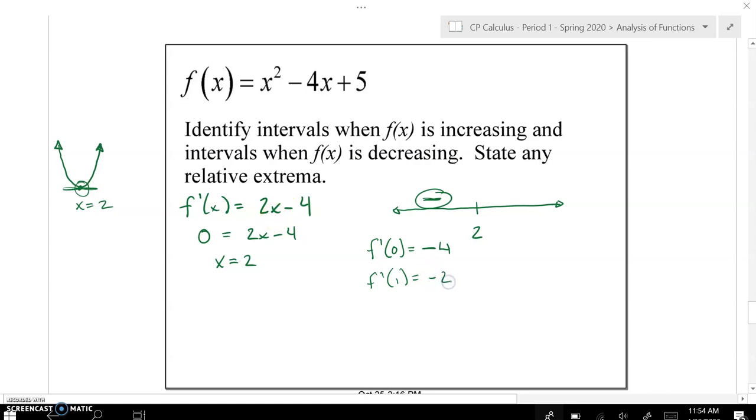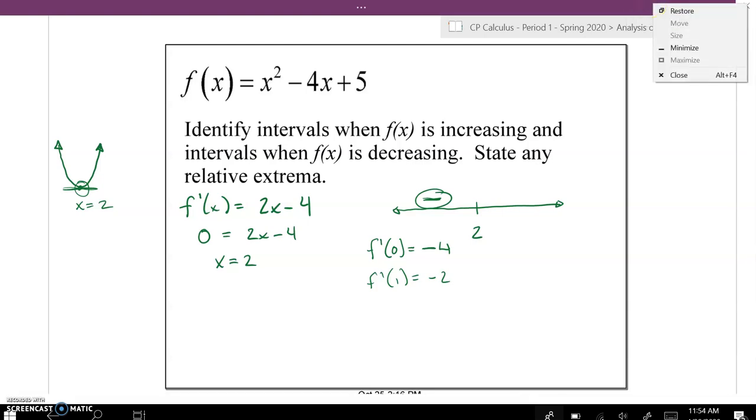It's still a negative value. All right, so anything that I pick to the left of 2, anything that's smaller than 2, that I'd be plugging into that first derivative, I am going to get negative numbers, and therefore I have an interval on my function that is decreasing. We'll identify that interval in a second with our interval notation.